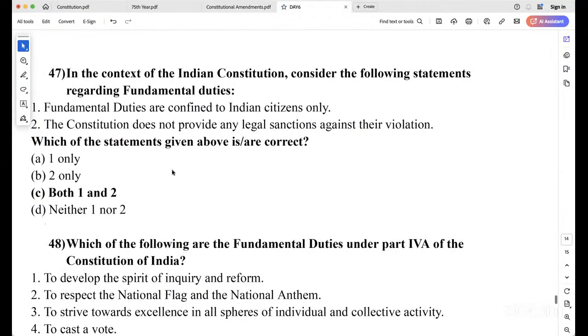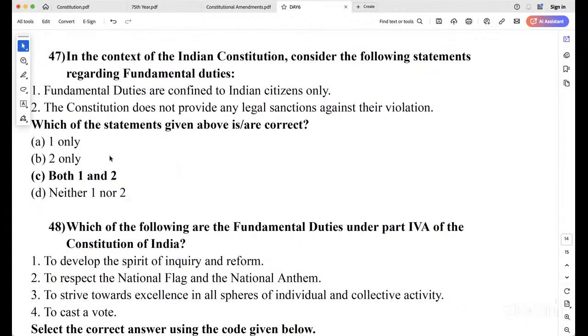Next, in the context of the Indian Constitution, consider the following statements regarding fundamental duties. Fundamental duties are confined to Indian citizens only. Yes. The Constitution does not provide any legal sanctions against their violation. Yes. The Constitution does not provide, for fundamental duties itself, that if you are not following, this will happen. It doesn't give such things. Okay. So both 1 and 2 are right.